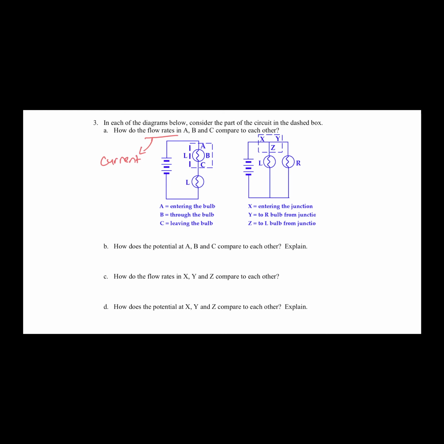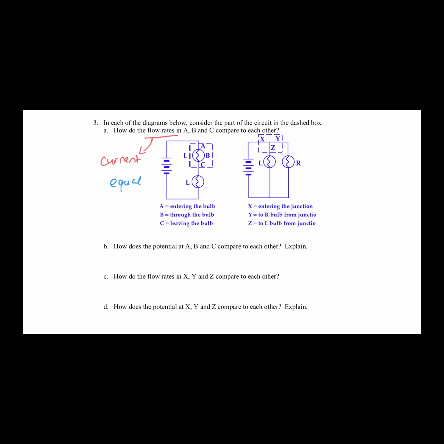So in terms of the flow rate at A, B, and C, these should all be equal to each other, because in a series circuit, at each point the current is going to be the same everywhere, and a filament in a light bulb is just a small wire.